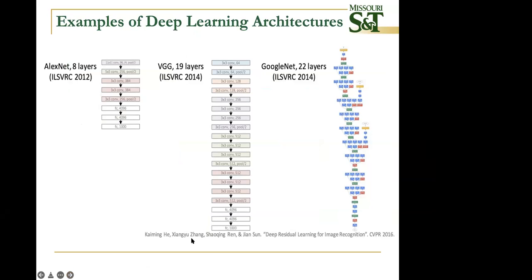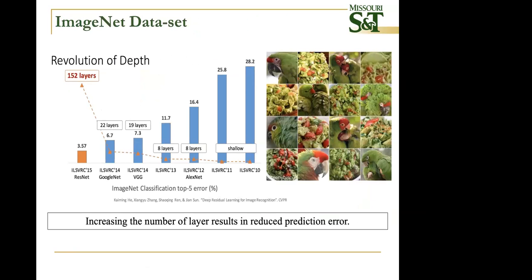Examples of deep learning architectures include AlexNet, which had about 8 layers in 2012. VGG is about 19 layers, and GoogleNet is about 22 layers. So why does the number of layers keep going up, and what are the reasons for it? As I said, we're trying to classify an image. Increasing the number of layers results in a reduction in prediction error, for instance in predicting whether this is a parrot versus an avocado.